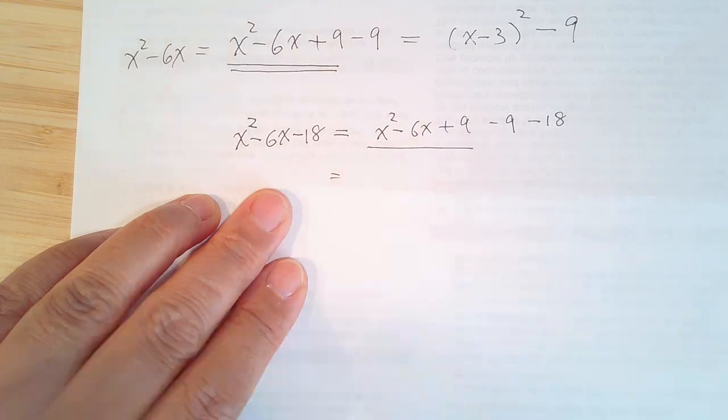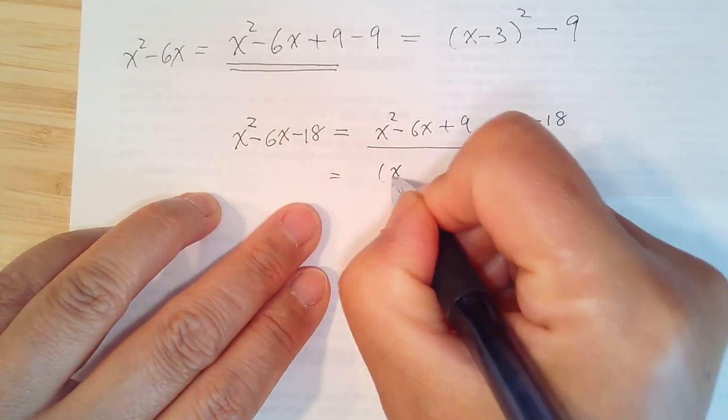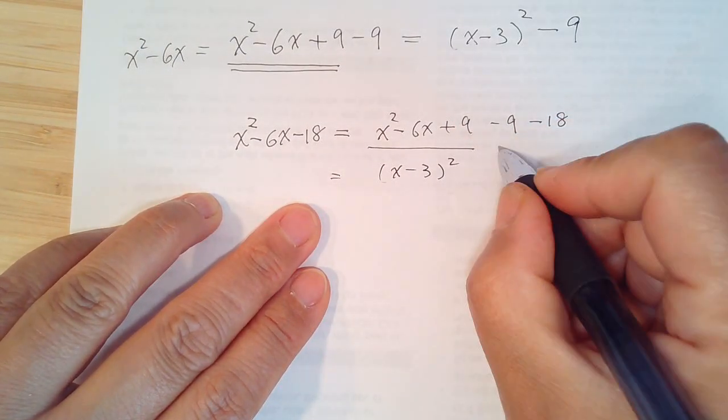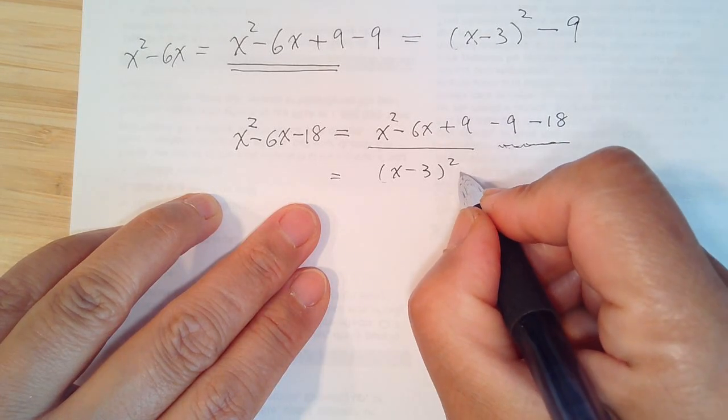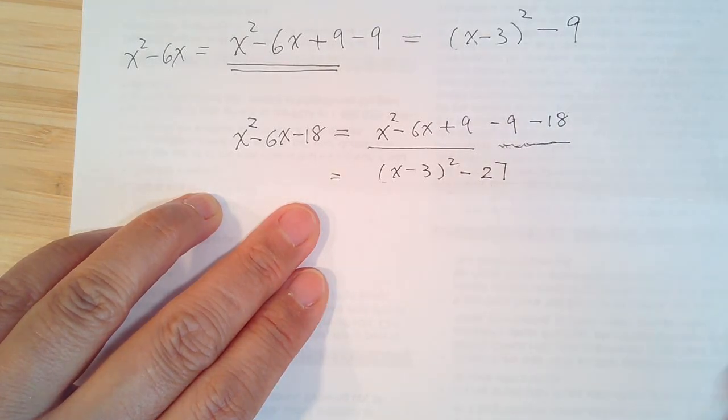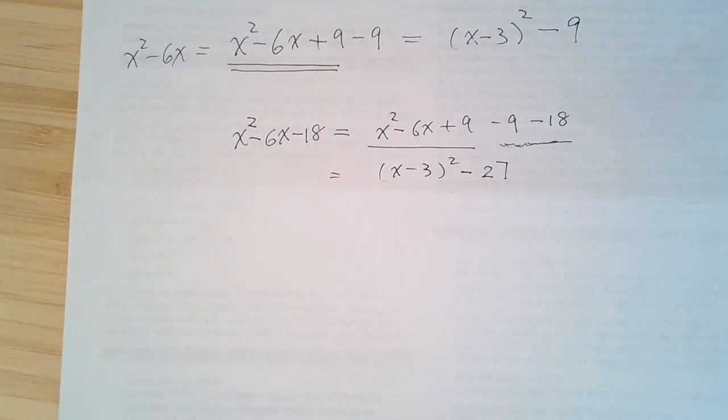And then this is a complete square. It's x minus 3 squared. And then you just need to combine the last two parts, so that's negative 27. So you're completing the square, okay?